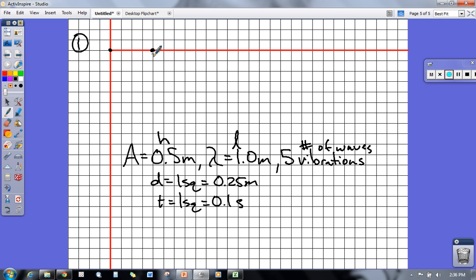That's 1 wavelength. How many waves do we have? 5. So I need to do that 5 more times. 1, 2, 3, 4. So now I have set up 5 wavelengths. That last dot also indicates my ending point.